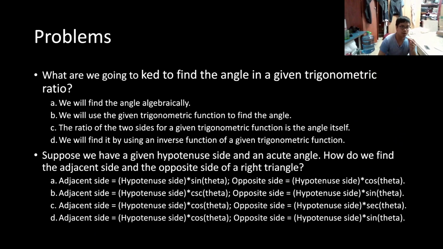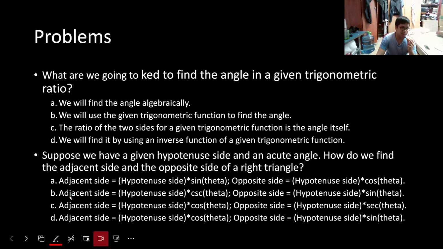Suppose we have a given hypotenuse side and an acute angle. How do we find the adjacent side and the opposite side of a right triangle? All right. So here we have given choices.